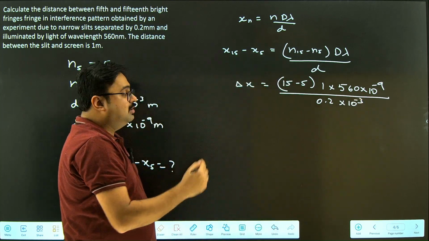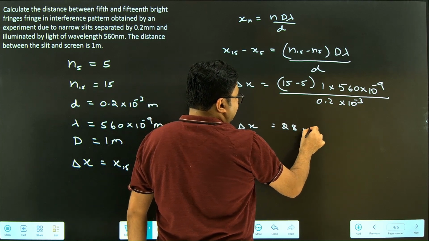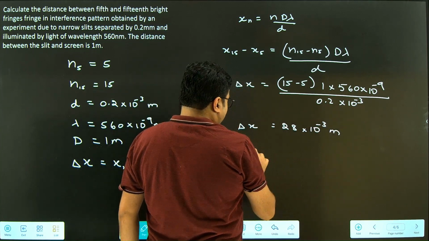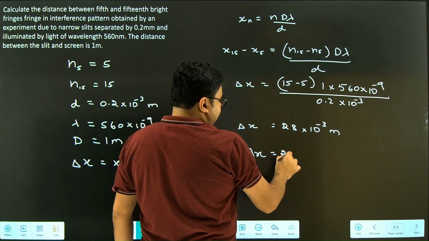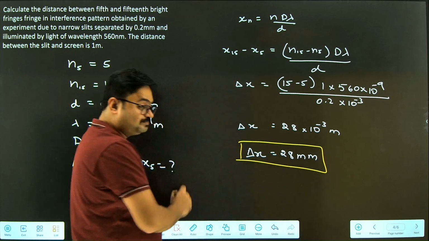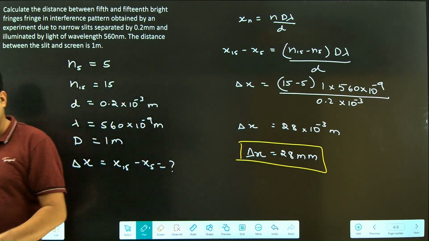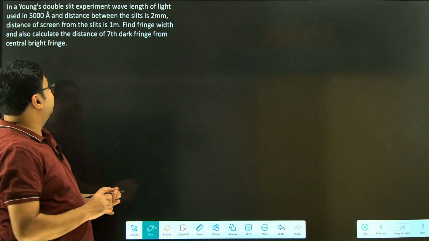So you work this out and it will turn out that the answer is 28 into 10 to the power of minus 3 meter, which can certainly be written as 28 millimeter. That's your final answer. Such questions will keep coming in your board exams. Practice. Let's go further. Let's look at the next question.